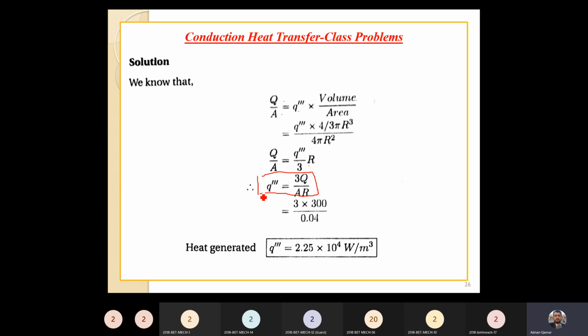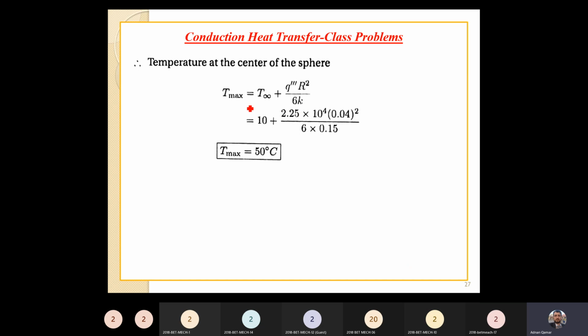This would give the heat generated within the system. So you have the value of Q and the value of R. By simplifying this equation, you will get the heat generated within the system, this one. Now to calculate the temperature at the center, T max is equal to T infinity plus Q triple dash R square over 6K. You have the value of T infinity, the environmental temperature, Q triple dash, R square and K. You will get the maximum temperature, that is 50 at the center.